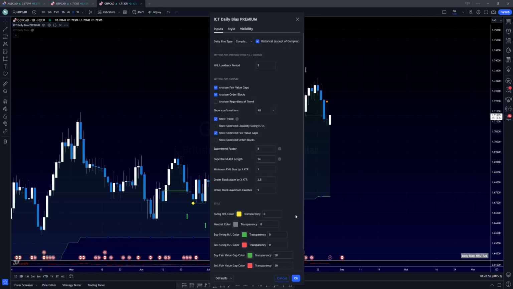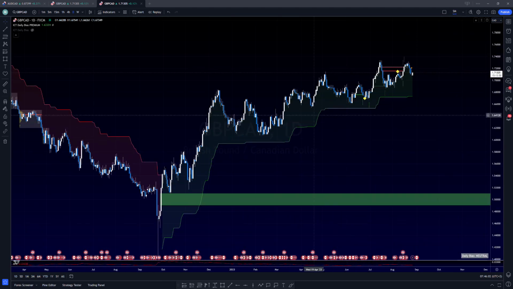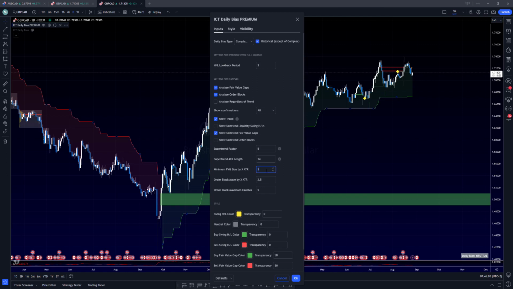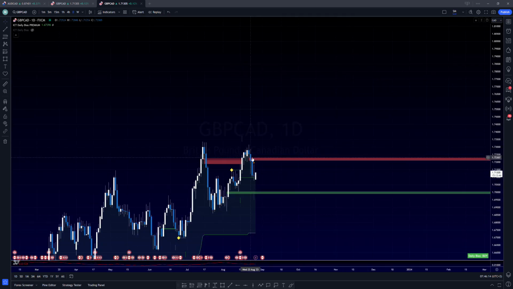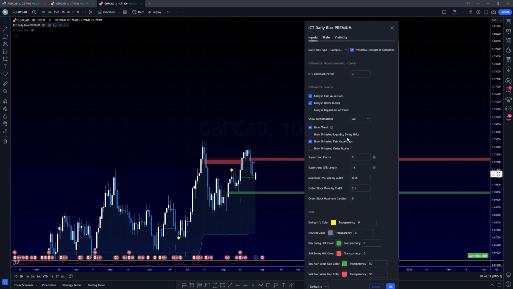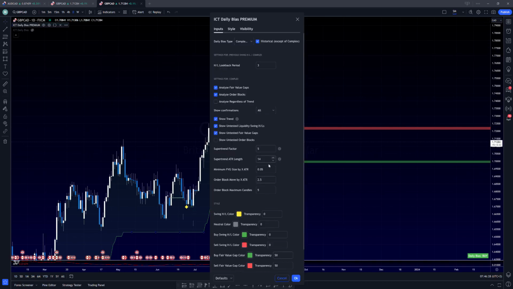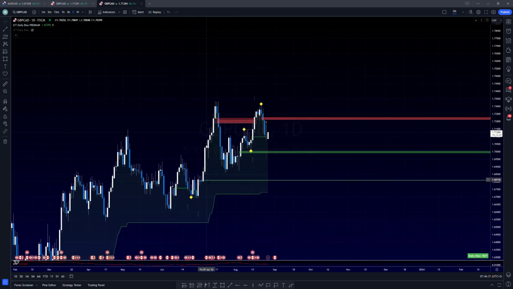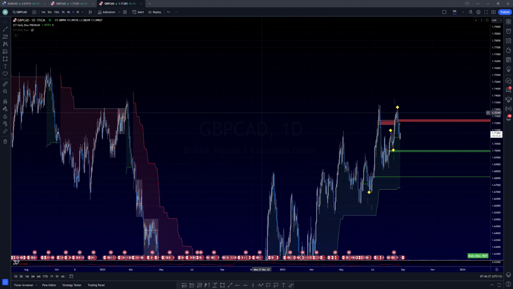And I can also show untested fair value gaps. So if we look, we'll find something here. Yeah, it looks this big, but if I change it to the default 0.5, it will show you the closest untested bullish fair value gap and closest untested bearish fair value gap. I can also show untested liquidity swing high lows. So this is the closest untested swing high, and this is the closest untested swing low. And also I can show order blocks. This is the closest untested long order block, and we have no short order block here because this is too far.